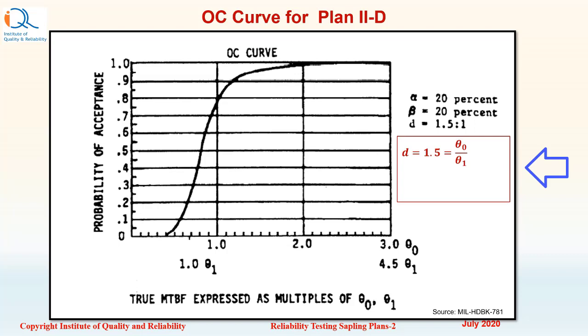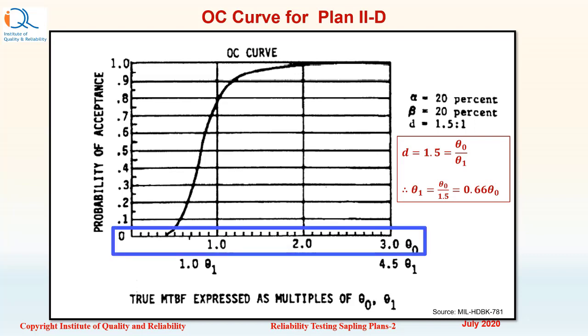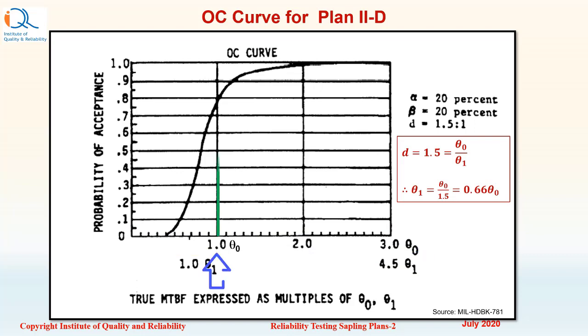Remember, discrimination ratio is equal to theta 0 upon theta 1, and for this plan the discrimination ratio is 1.5. Therefore, theta 1 is equal to theta 0 upon 1.5, that is 0.66 theta 0. On x-axis you will see both the scales in multiples of theta 0 as well as theta 1. At time is equal to theta 0, you can see that the OC curve shows probability of acceptance of 0.8. Therefore, the alpha risk is 1 minus 0.8, that is equal to 0.2, that is 20%. At time is equal to 1 theta 1, that is 0.66 theta 0, the probability of acceptance is 0.2, and this is the beta risk of the sampling plan, or 20%.